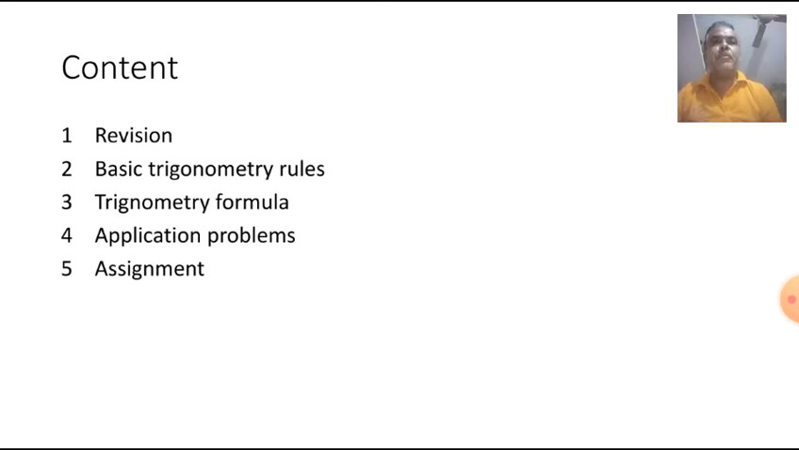Today's contents are revision of last class, basic trigonometry rules, trigonometry formulas, application problems, and assignment. So these five contents I carry in today's class. Let us learn these five contents today.